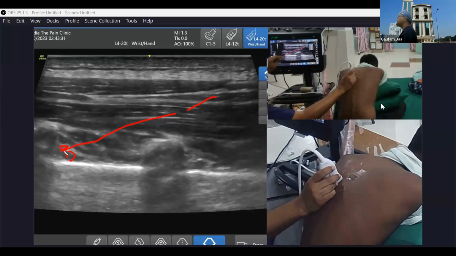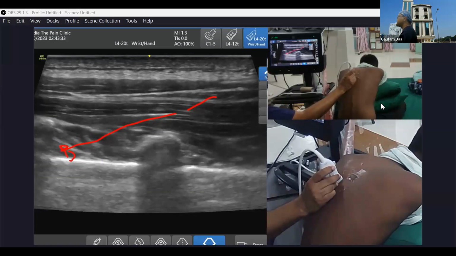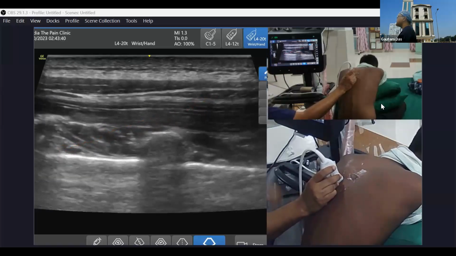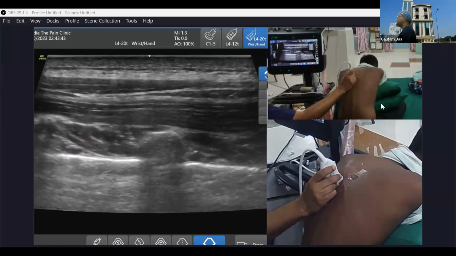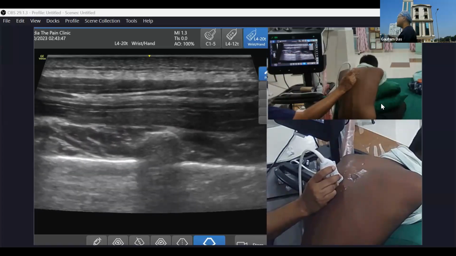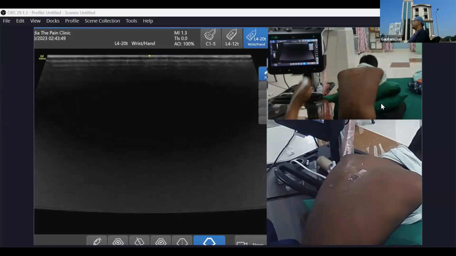Intercostal nerve block is always better done with ultrasound, because the chances of pleural puncture and pneumothorax are much less when you have ultrasound as guidance. Okay, so if you wish to ask anything, you can. We have seen the thoracic area, now going to the lumbar area.